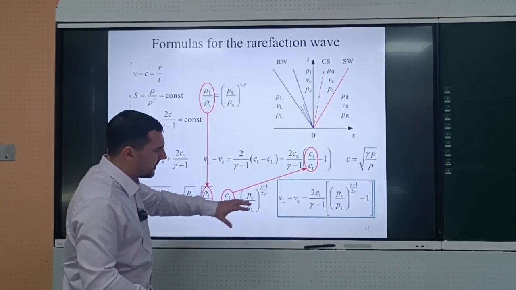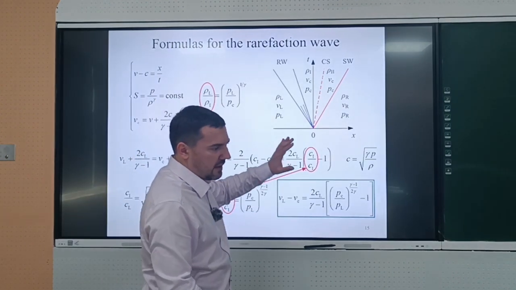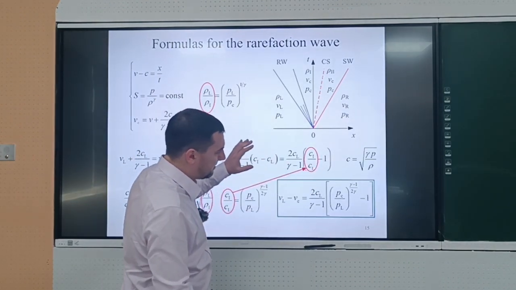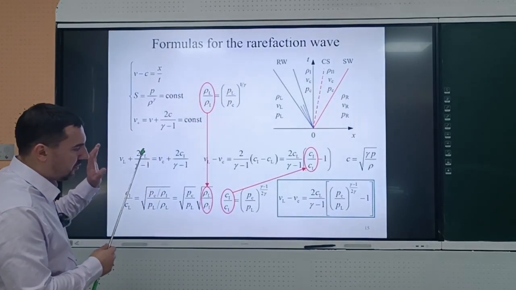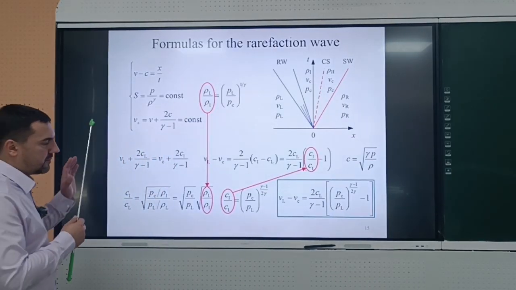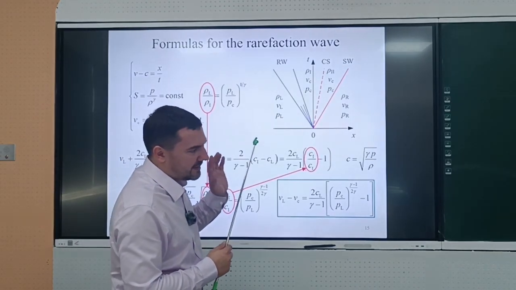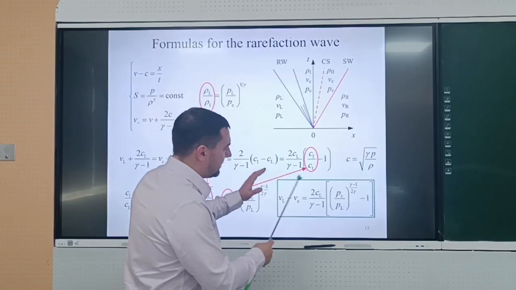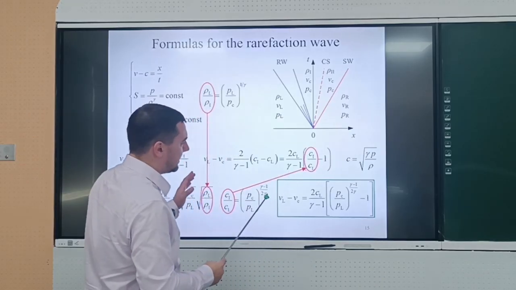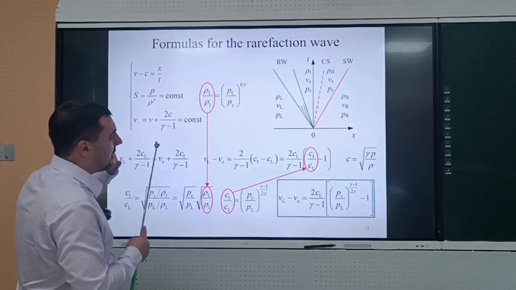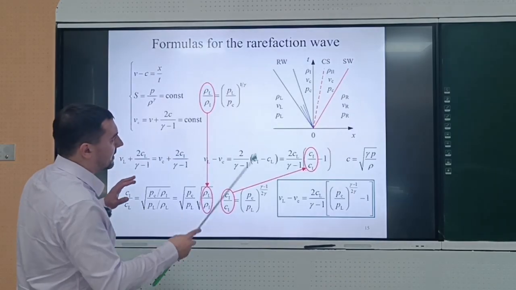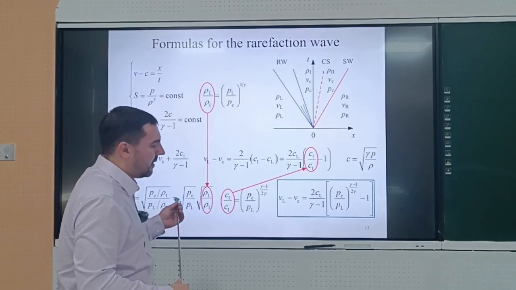You can find this expression in many books about computational gas dynamics, but once again, here I'd like to show you how you can get them. For me, it's the most accurate and understandable way, not just writing them down with the words that it's obvious. That's not obvious, but it's possible to get them on the way of constructing self-similar solutions of the Euler equations.